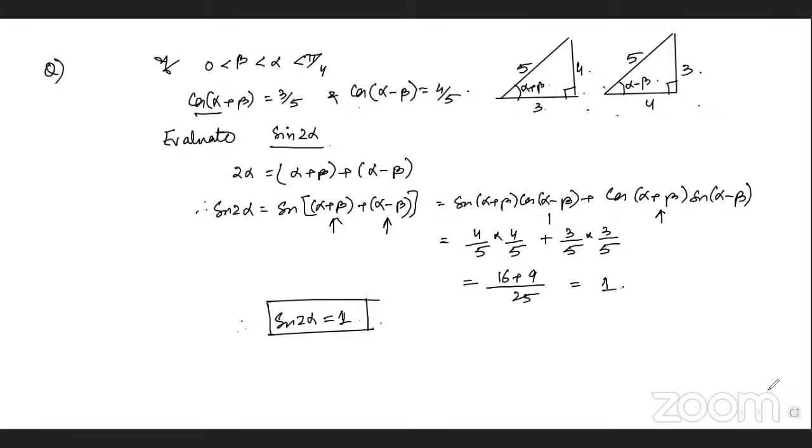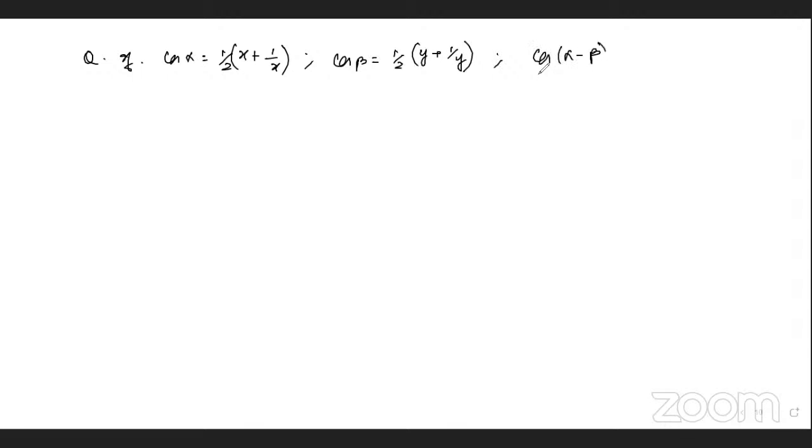Okay, so you can write down another question now. If cos alpha is equal to 1 upon 2 x plus 1 upon x, and cos beta is equal to 1 upon 2 y plus 1 upon y, then can you evaluate cos alpha minus beta? Now, you will have to evaluate cos of alpha minus beta.